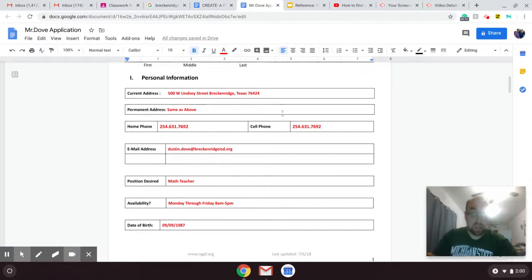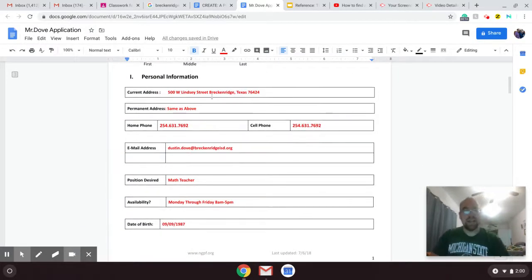Personal information. It asks for my address. I put the high school's address. You can put yours. That's perfectly fine. Permanent address. I believe this usually means if you get mail somewhere different than here, then you put where you're able to receive mail. If it's the same, you would put same as above. Home phone and cell phone, mine are no different, so I'll put the same thing twice.